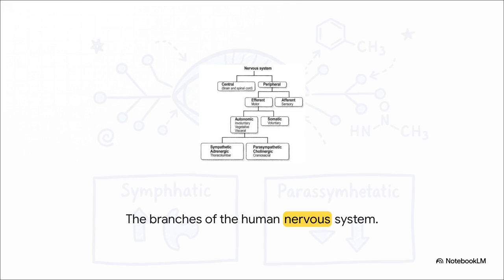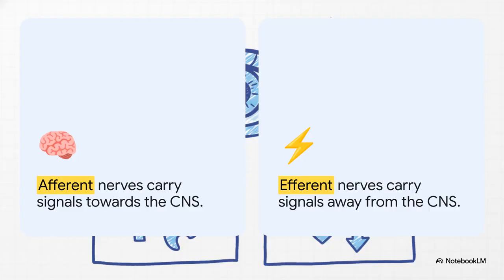You really can't grasp ocular pharmacotherapy without first understanding how a drug actually interacts with this peripheral network. Now, it's absolutely crucial to understand that this peripheral system is a two-way street. Heading one way, we have afferent nerve fibers. These are your sensory fibers. They carry impulses from the receptors all over your body towards the central nervous system. Basically, they tell your brain what's going on.